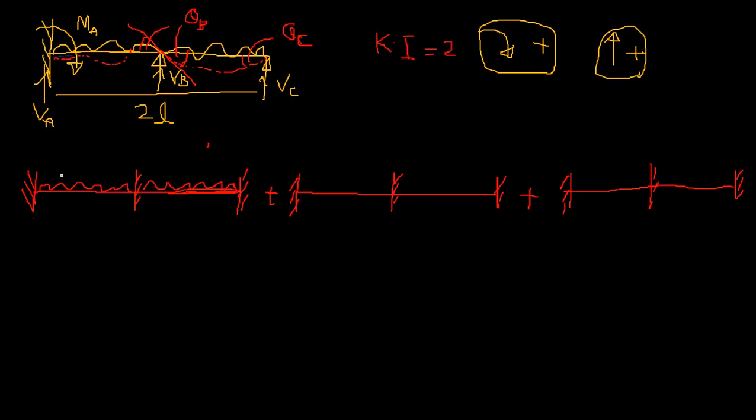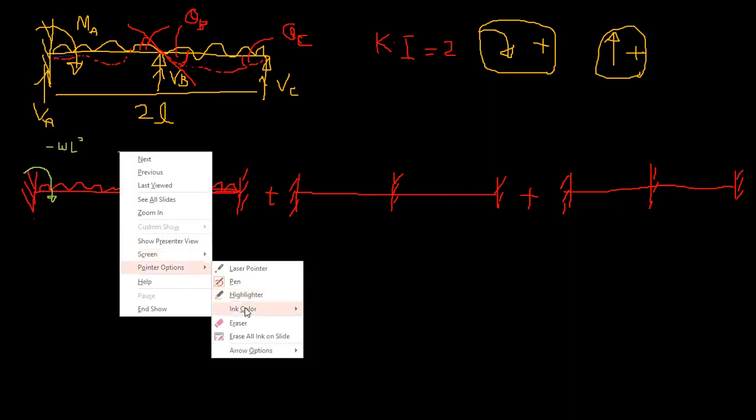Okay. So what I'm going to do is, now here you have this one, since this is a fixed end, so you know the fixed end moments, right? This is minus w L square. So I will show that in this way.